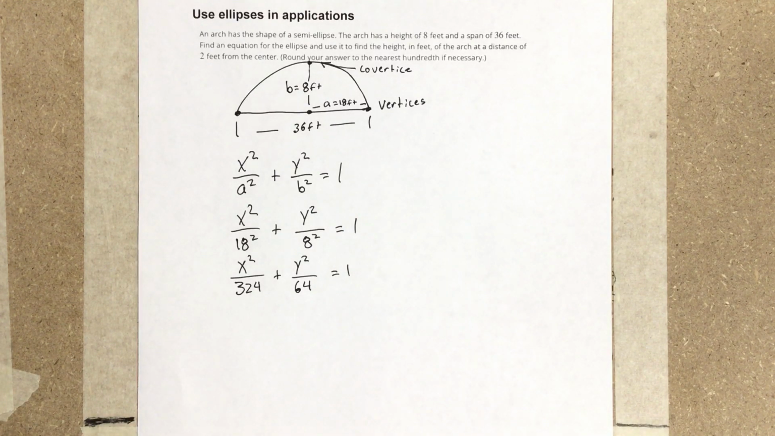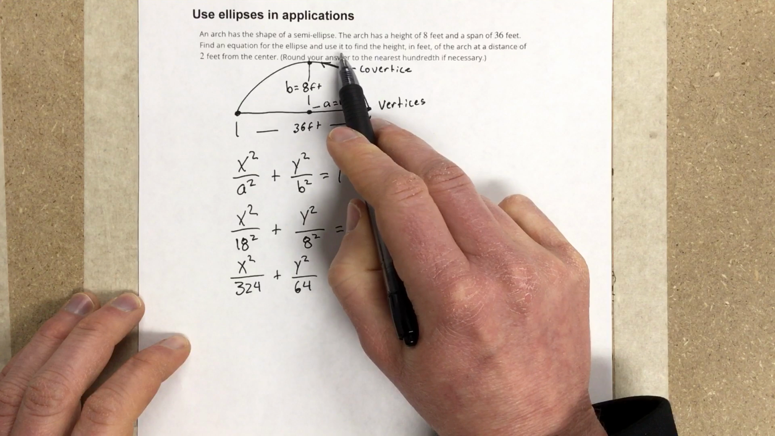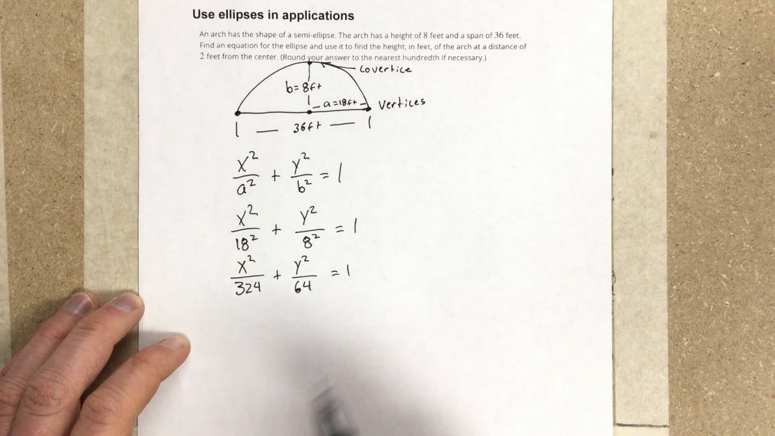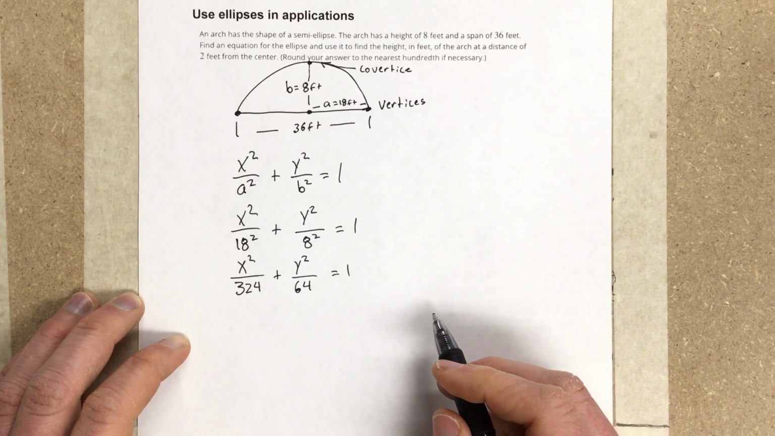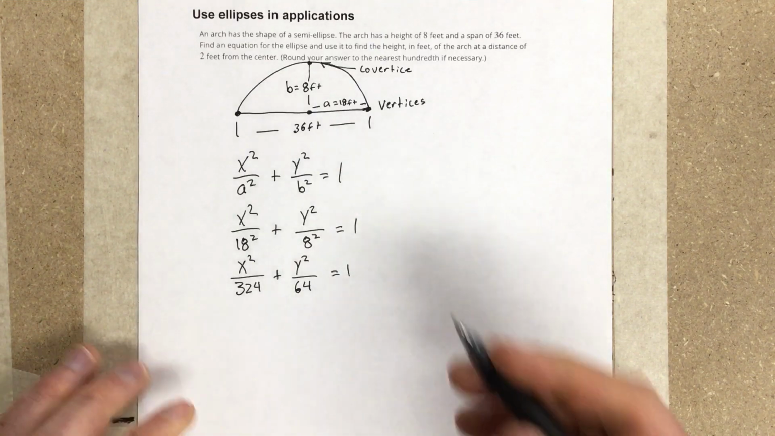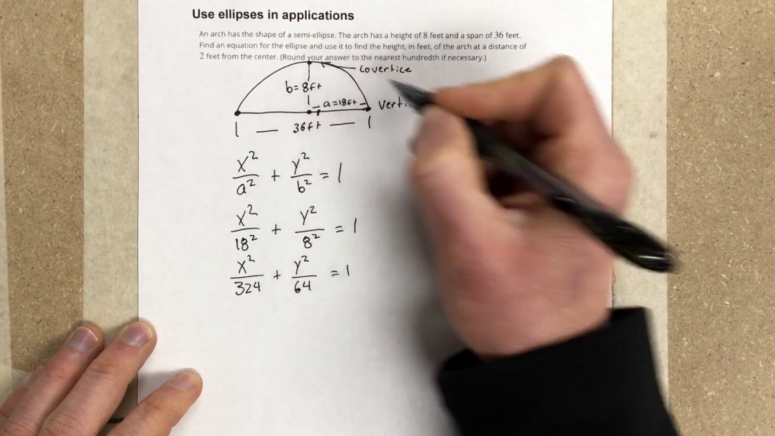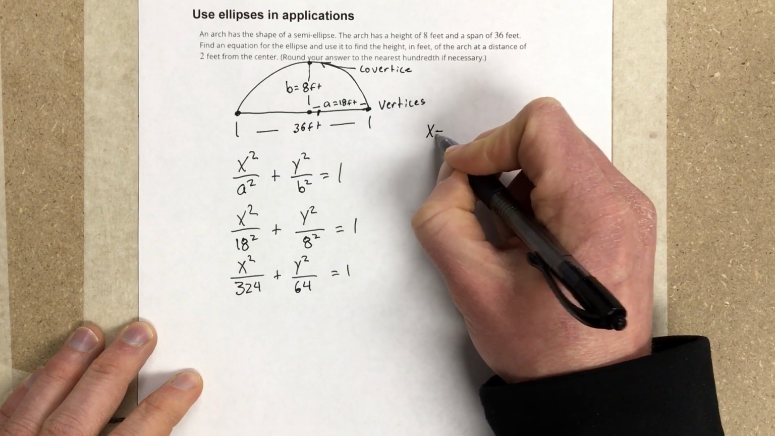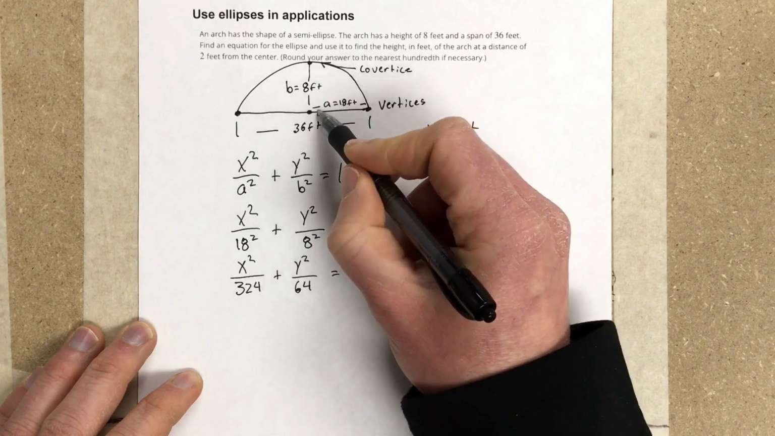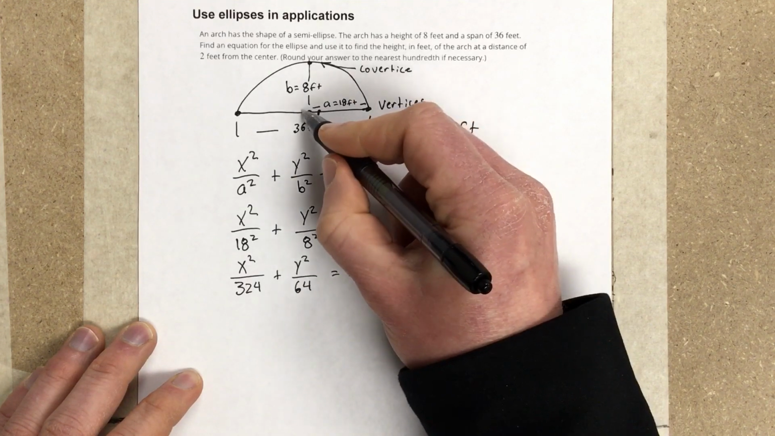All right. They want us to find an equation for the ellipse and use it to find the height of the arch at a distance of 2 feet from the center. Because these are both x and y here, our distance from the center is going to be like 2 feet in this direction. So we're going to say that x is going to equal 2 for this piece. It's going to give us two values because it could be either side, so when we solve this for y, we're actually going to get two different values.